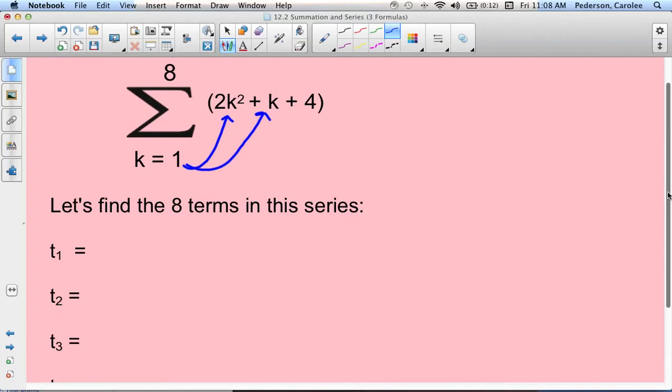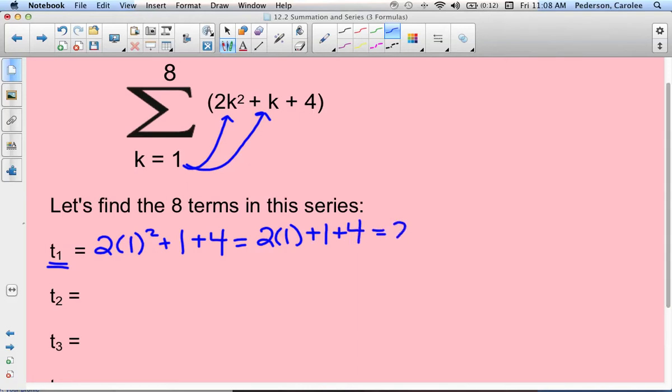So to find term 1, substitute 1 in for k, wherever there's a k. And then we do our orders of operations. We're going to do our exponents first. So 1 times 1 is 1. And then reduce that down. 2 times 1 is 2. Plus 1 plus 4 is 2 plus 1 is 3. 3 plus 4 is 7. So there's our first term in our series.